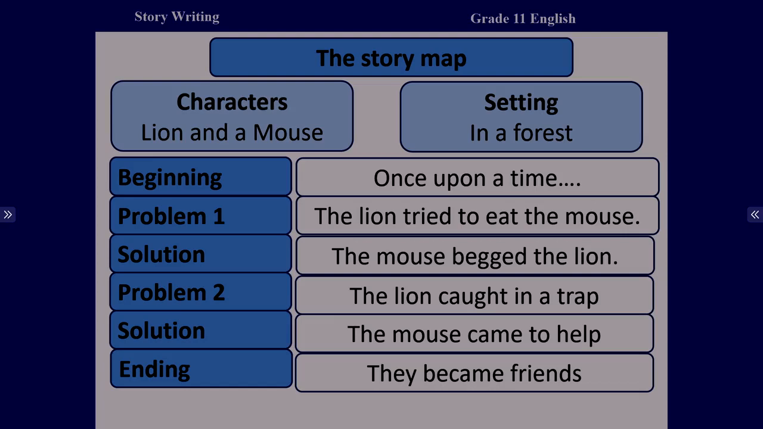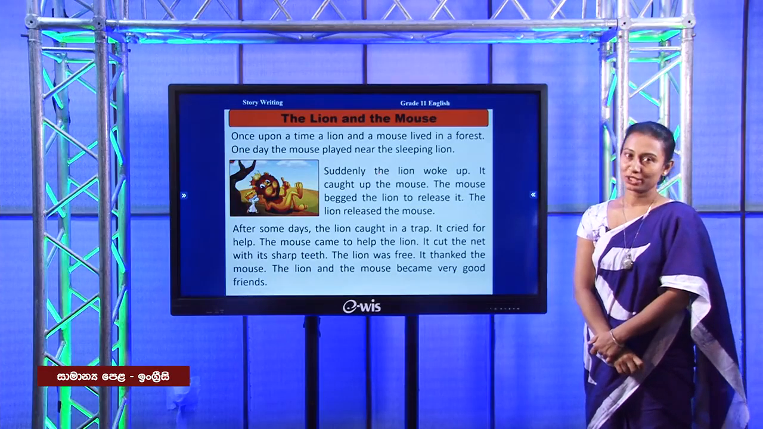And what is the solution? The mouse begged the lion. Problem 2, the lion caught in a trap. And the solution is the mouse came to help. And let's see the ending of the story. They became friends. Let's read the story together.